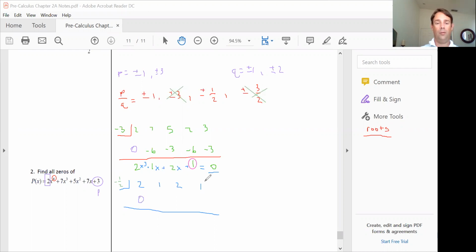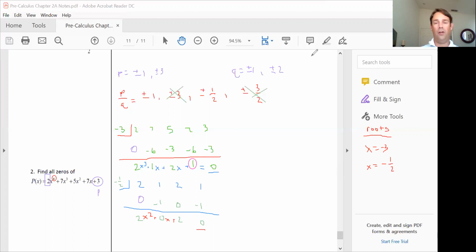Curious to see, did you guys try the fractions? Well, you would have had to have, if you solved it all the way down. And again, notice my remainder is 0, so I have one that works. So far we found out that x equals -3. We have x equals -1/2.